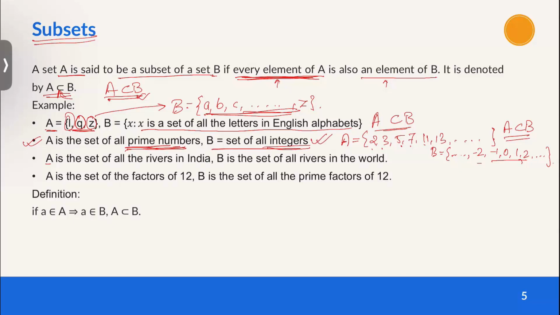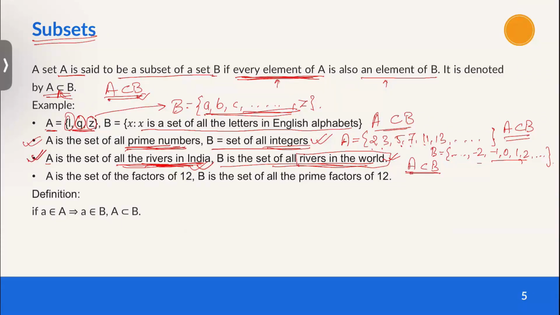Now we have another example, where A is the set of all the rivers in India, and B is the set of all the rivers in the world. If you see clearly, all the rivers of India will be rivers in the world, right? Therefore, A is a subset of B. All the elements of A, which are the rivers in India, are elements of B, the rivers in the world. So A is a subset of B. I hope you understand this example.